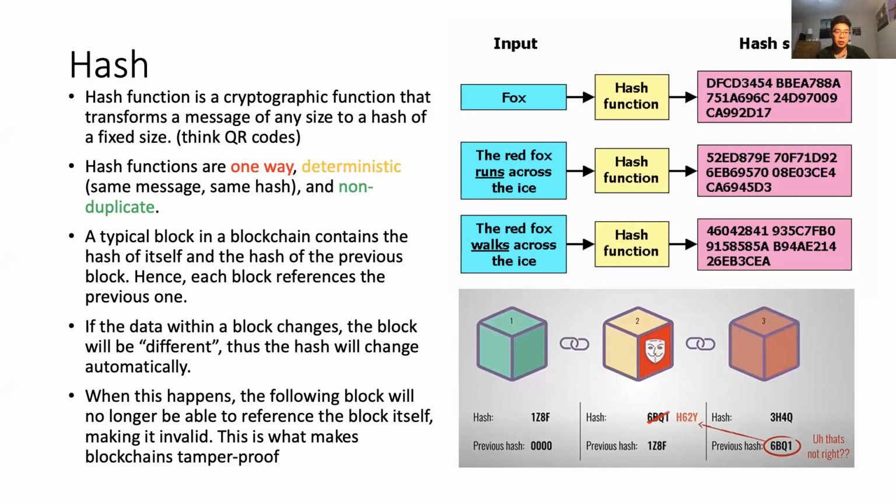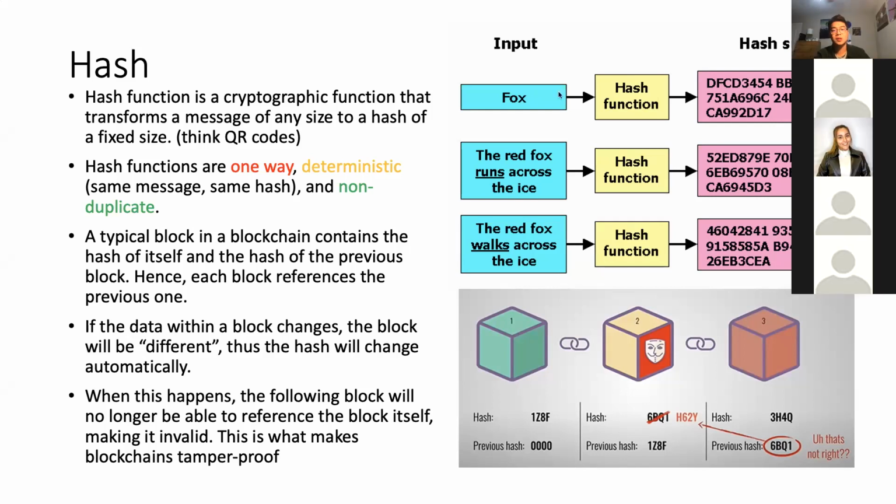So when this happens, a following block will no longer be able to reference, making it invalid. And that's a huge part of what makes it tamper-proof. Obviously, there are a bunch of other cryptographic functions that make it really secure, but this is kind of the main idea behind blockchain.